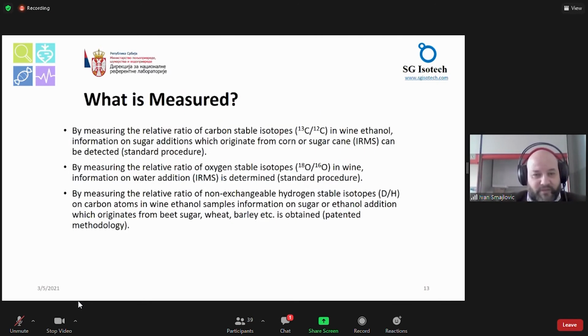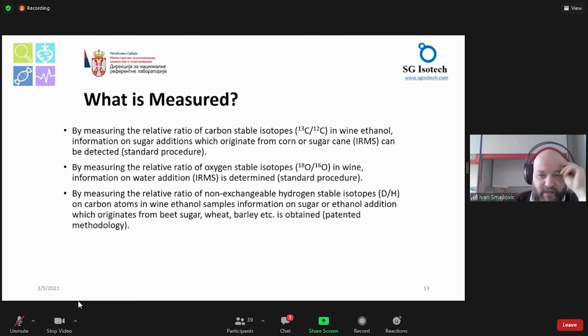So what is measured? This slide is for wine, but you can use it for other types of samples. Carbon will give us the differentiation between C3, C4 and CAM plants. What about oxygen on IRMS? Oxygen in wine or fruit juices, or in liquid samples, water samples, will give us information on whether it is genuine or was diluted with water. Wine is not allowed to be diluted with water, and oxygen can tell us if water was added.